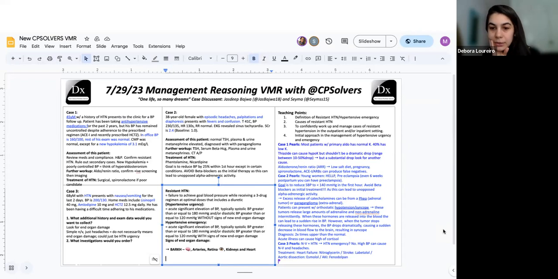And then in case three, for me, the great pearl was that I thought this patient had a hypertensive emergency, but it taught us that the patient didn't, and that high blood pressure can cause nausea, vomiting, and some headaches in this patient. I think these were the three major points that I took from the cases, and thank you all for this amazing session.